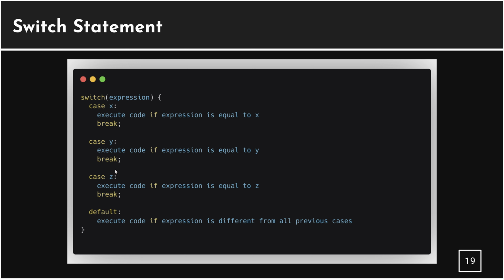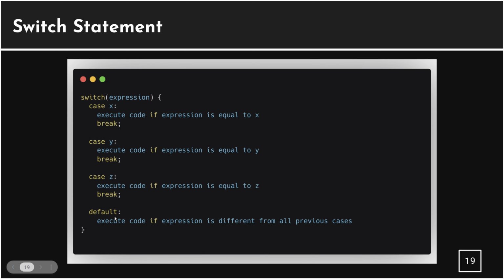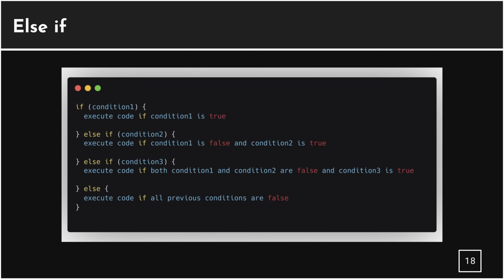And if all our cases do not account for the value in expression, meaning that expression is not equal to x, not equal to y, not equal to z, we execute the default statement. The default statement works the same way as the else statement works here. So the default statement executes code if expression is different from all previous cases. So this is, generally speaking, the examples we have in the conditional statements in JavaScript. There are others, but these three are the main ones that we will use.